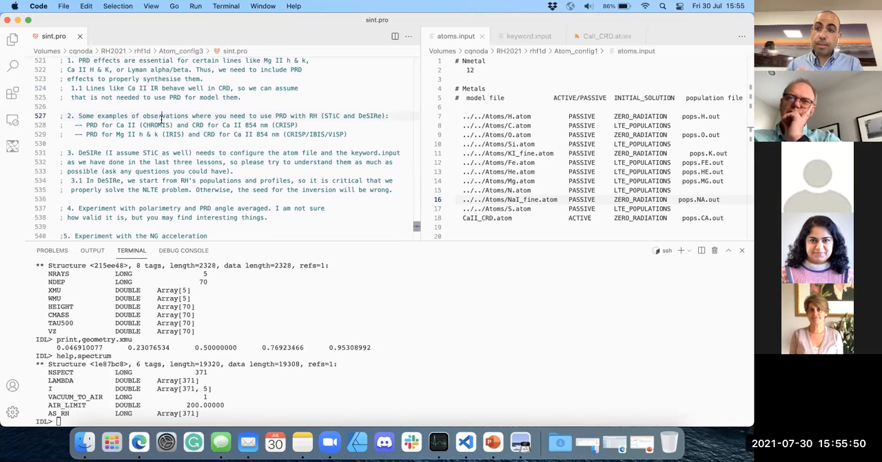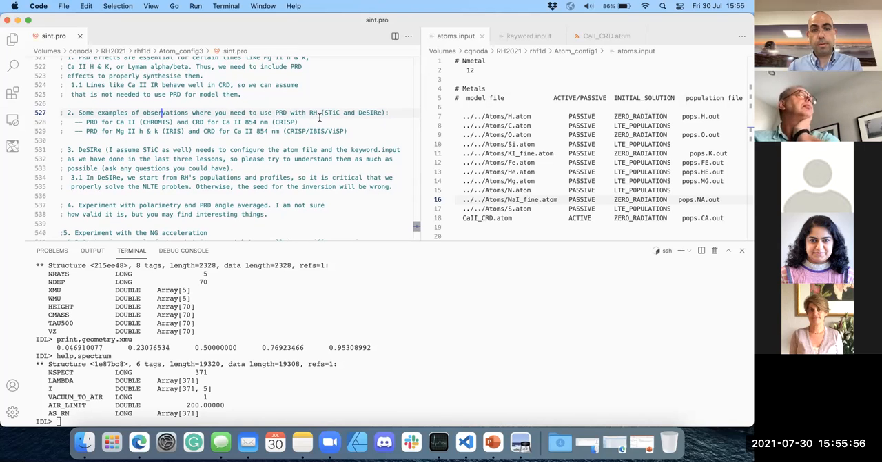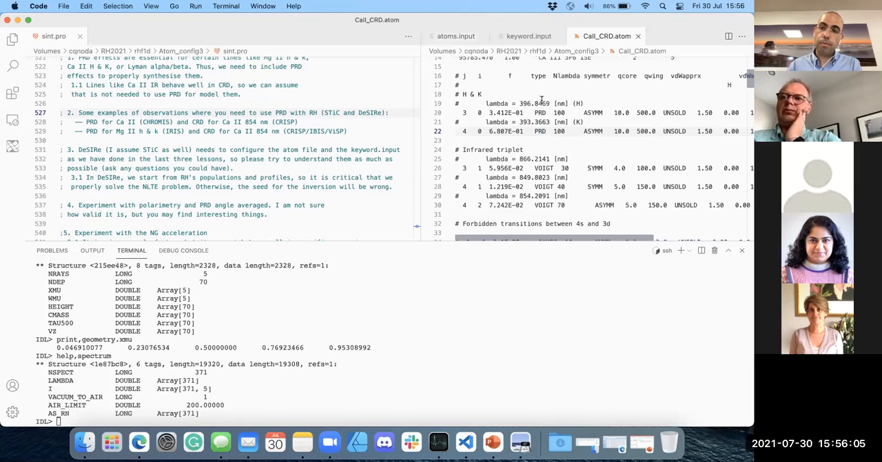Some examples of things that we can do with high accuracy right now. This means, for example, inversions with either DeSIRe or STiC, where you can switch on, like we have now, PRD for calcium H and K and CRD for calcium infrared. Imagine that you are at SST. You have observed with CHROMIS intensity in calcium II H and K. In that case, you will solve the two H and K transitions with PRD. But then you also have polarimetry in 8542 with CRISP. So that transition you solve with CRD, but with polarimetry. So you can do both things.